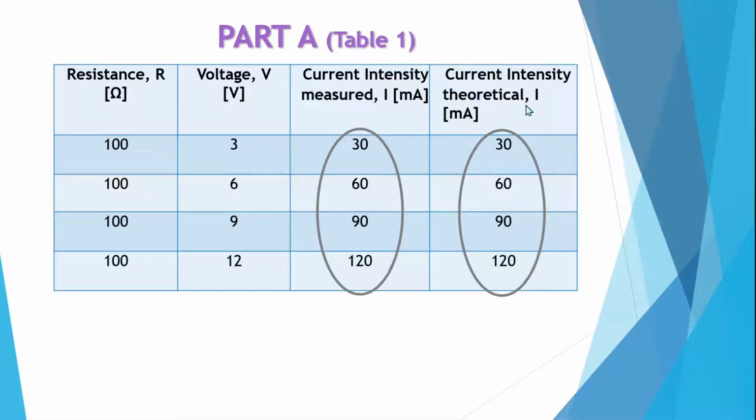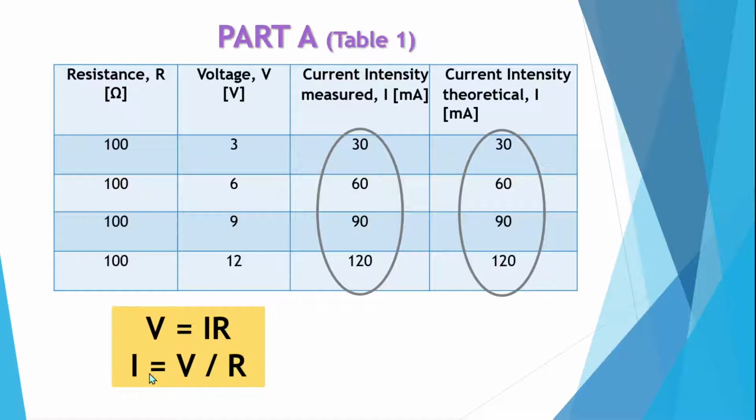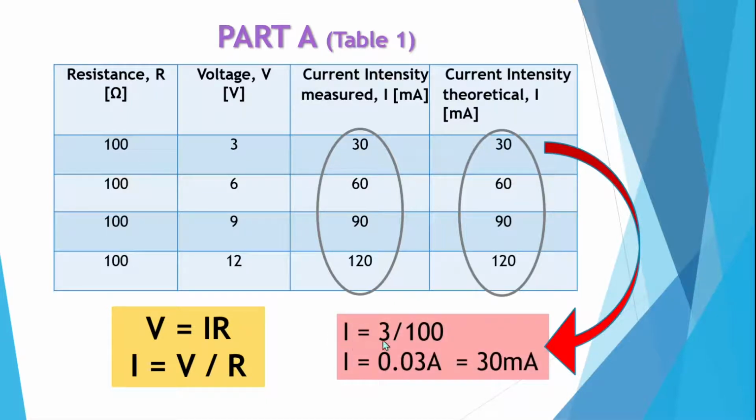Now we move on to how to calculate the current intensity for theoretical. We use Ohm's law again, V = IR, where I = V over R. For example, for the first one, which is 100 ohm and 3 volt, I = V, 3, over R, 100. So you'll get I = 0.03 ampere. The unit they ask us to put is milliampere, so you'll get 30 milliampere.